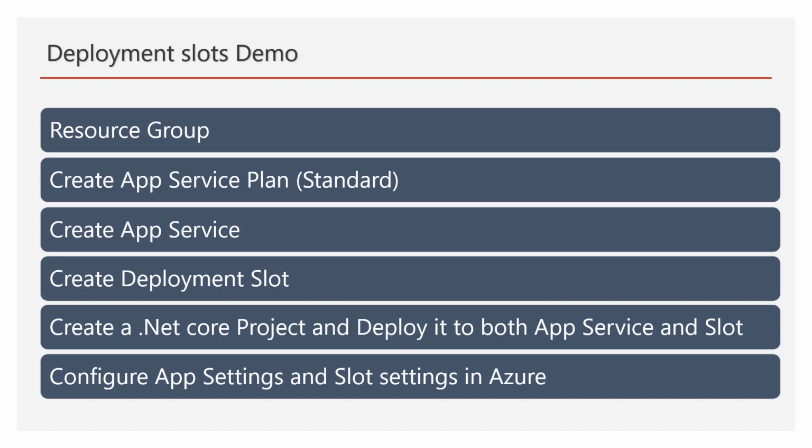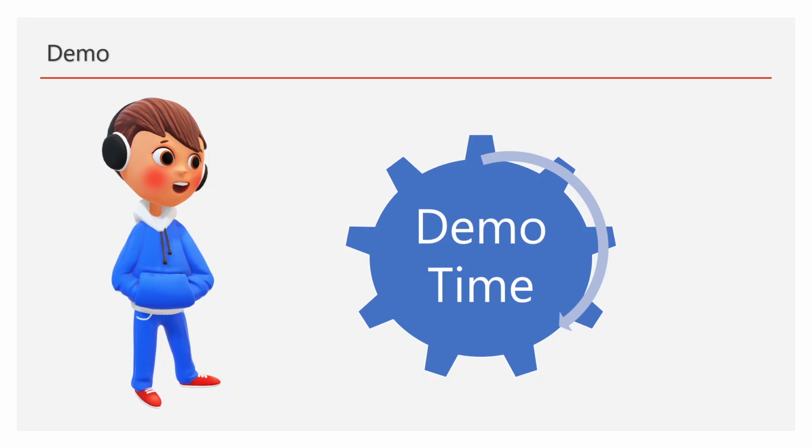As part of this demo, we are going to create a resource group. If you are not familiar with the resource group, please do watch part 3 of Azure tutorial where I explained about resource group and its importance. As part of the second step, we will create an app service plan. Here we need to choose a pricing tier of standard or above, because deployment slots are only available in standard or above pricing tier. As part of the third step, we will create a deployment slot, and then we'll create a .NET Core project and deploy it to the app service and deployment slot. And then we'll configure the app settings and slot setting in Azure and observe the result. With this information, let's get started with the demo.